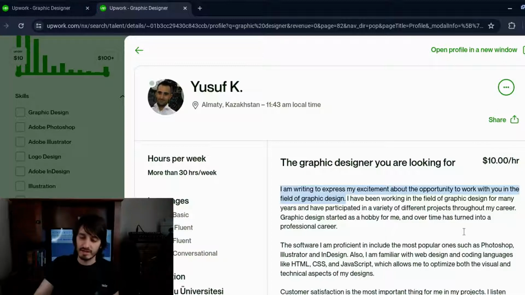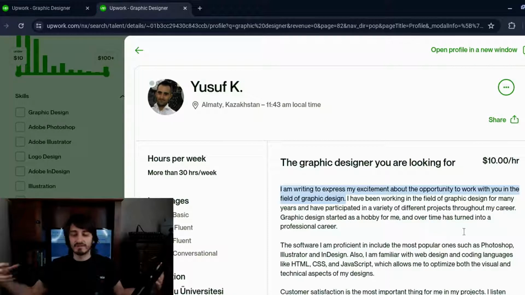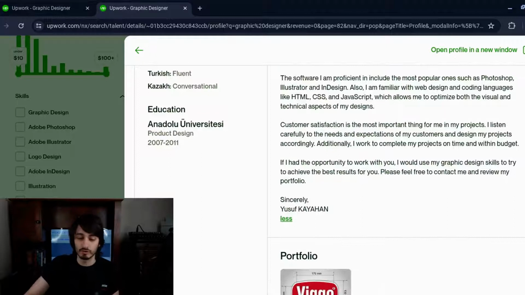Think about this. The client is busy. The client received 10 proposals to that job, maybe more. They don't have that much time. They're busy. They're business owners or managers. They have a lot of tasks. They don't want to spend their time. They have other things to do than to read all your profile. They're not even going to read all this. They're going to skim through it most of the time.